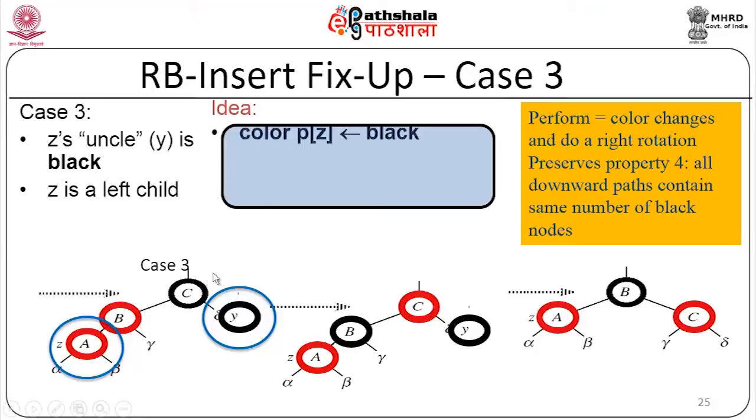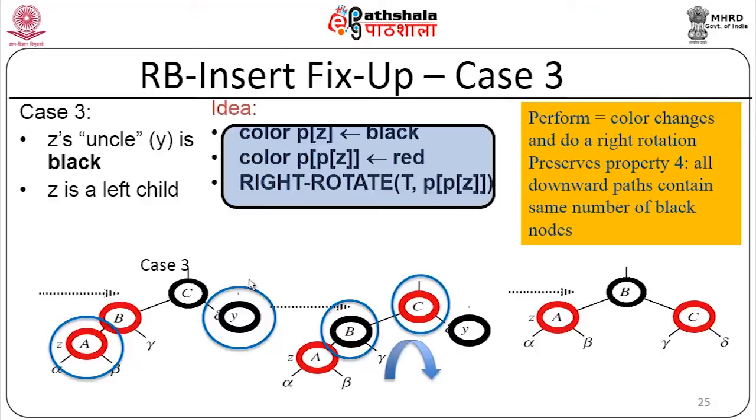Now, the idea is to color the parent of Z as black, so B is colored black. Then color the grandparent as red, which we have done, and do a right rotate of T with parent of Z. So, rotate B about C. If you rotate that, you get this thing and you have the balanced tree. So, only in case 3 you do a rotate, there we did basically color change, here we do a rotate, here we do a right rotate.